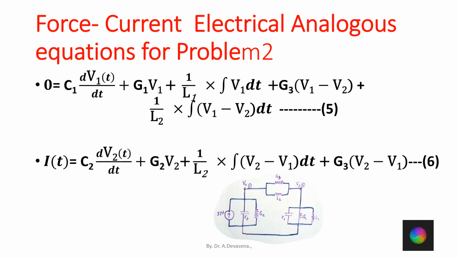And I of t is equal to C2 into dV2 of t by dt plus G2 V2 plus 1 by L2 into integral of V2 minus V1 dt plus G3 into V2 minus V1. This is equation 6. Equation 6 is analogous to the force balance equation 2 of the mechanical translational system.